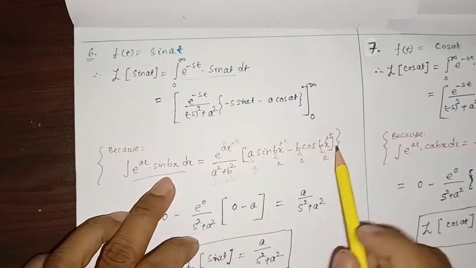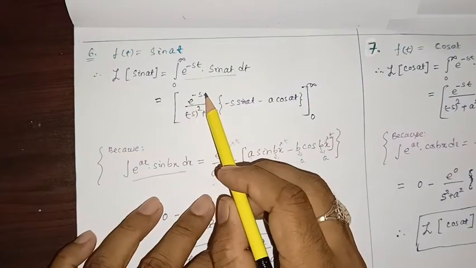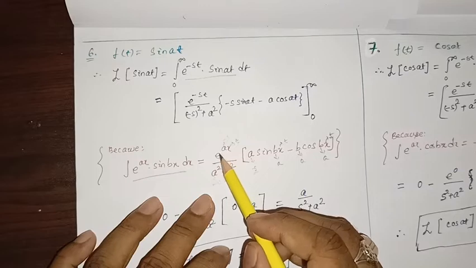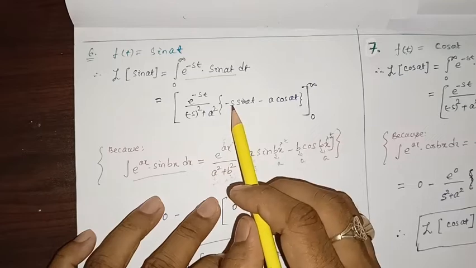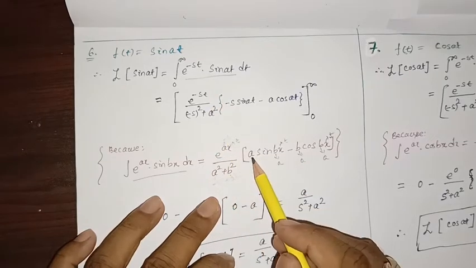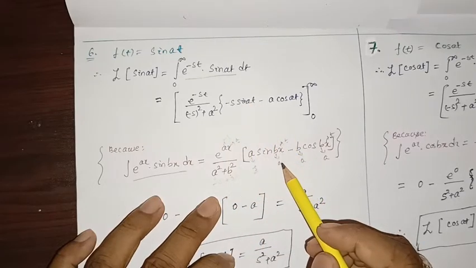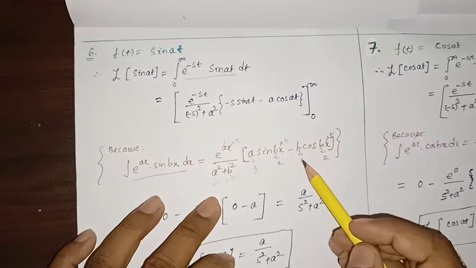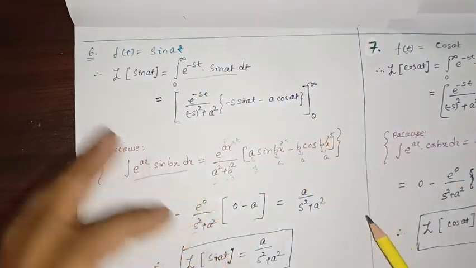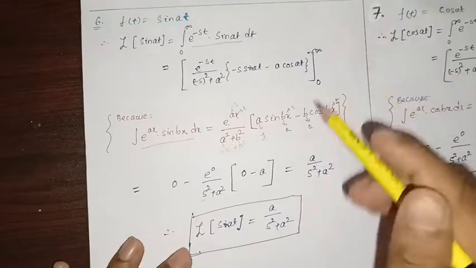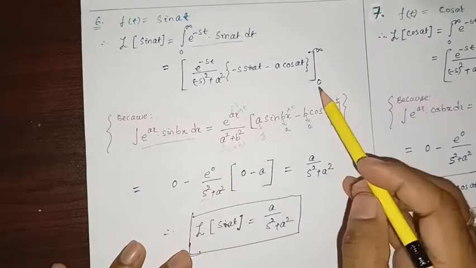If we do so, the integral value will be e to the power minus st by minus s square plus a square, into minus s sine at minus a cos at, with the limit 0 to infinity. Now for the first limit, if I put infinity, the entire term will be 0. Now we are going to consider the lower limit.